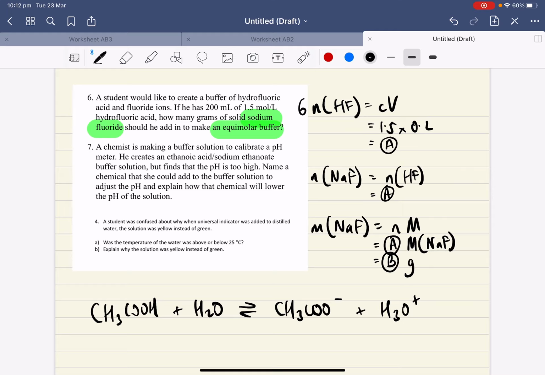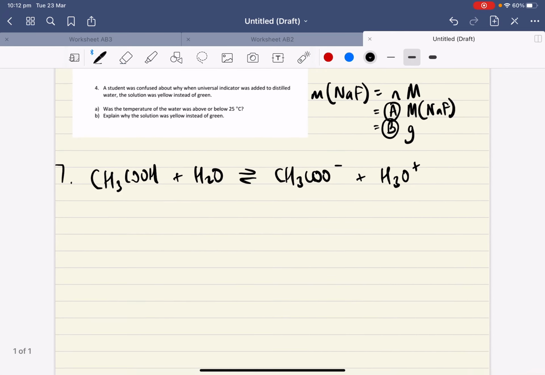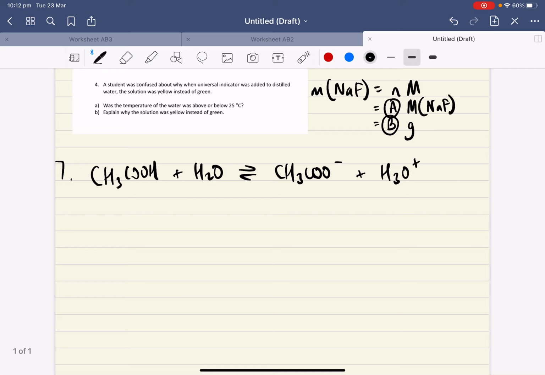Okay, so that's number 6, that's number 7. The pH is too high, which means it's too basic, which means that we want to lower the pH by increasing the H plus, or H3O plus, ion concentration. That's what we want to do. So how can we do that? We can add an acid. Any acid of any sort.